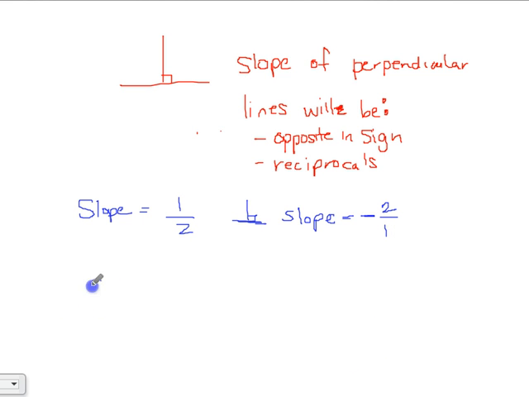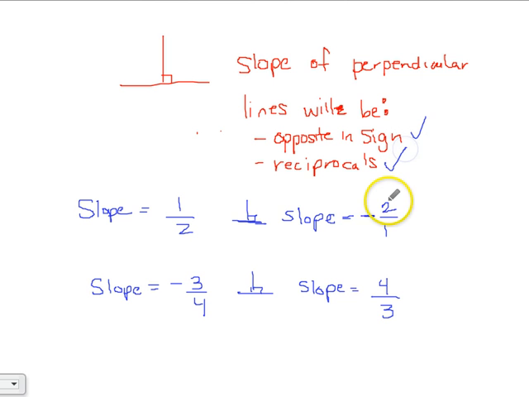So here's another example. Let's say the slope of a line was negative 3/4. The slope of the perpendicular line would be positive, because you want to change the sign, and then flip it upside down, 3/4. So slopes of perpendicular lines are going to be opposite in sign, and they will also be reciprocals of one another.